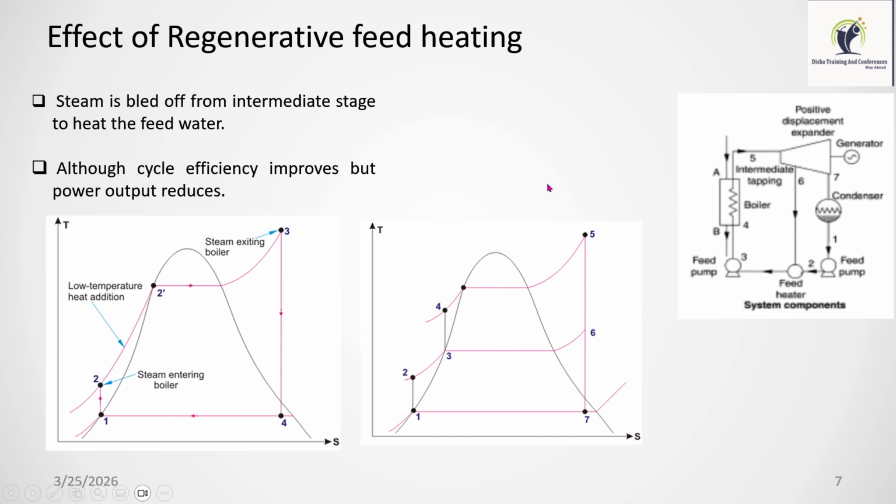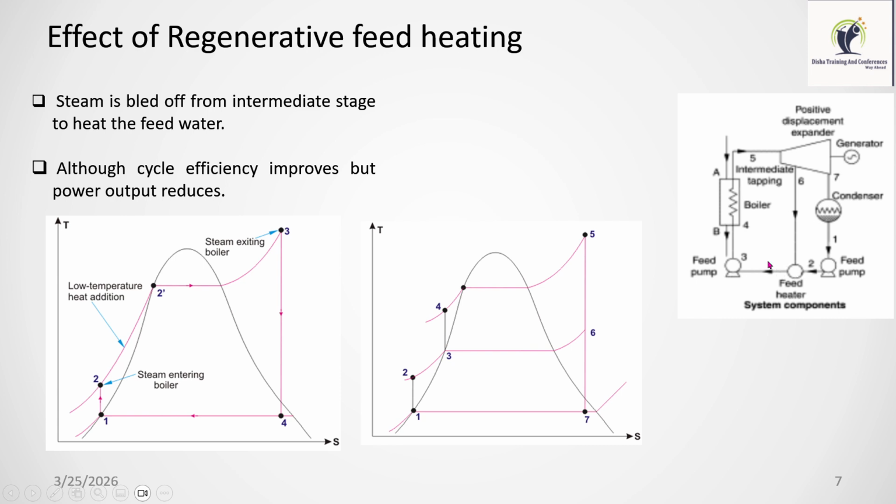Now, regenerative feed heating. You see, after the boiler, high pressure, high temperature steam will expand in the turbine, and we are taking some steam out. The rest of the steam, the remaining portion of the turbine, is going to the condenser. But we are taking some extraction out from the turbine, and we are using this steam for heating the boiler feed water. So earlier the temperature was less, then after heating, we are getting more temperature.